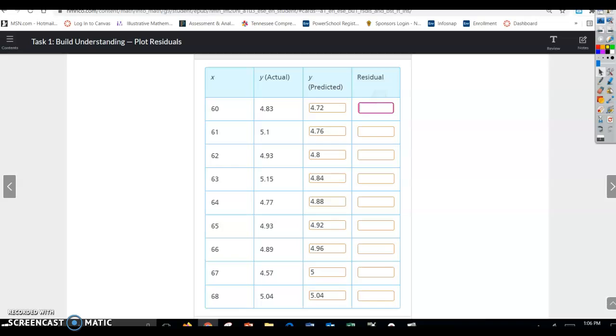All right, once you do that, then to find the residual, you just subtract. So this is going to be 0.11. This is 0.34. This is 0.13. 0.31.